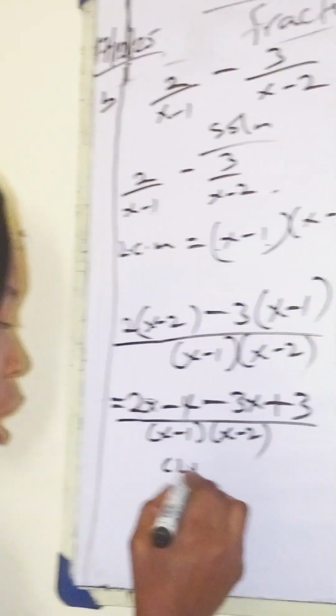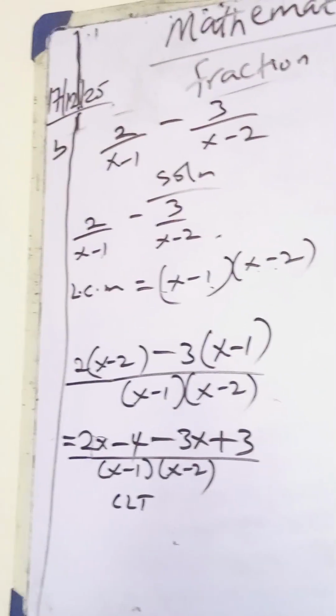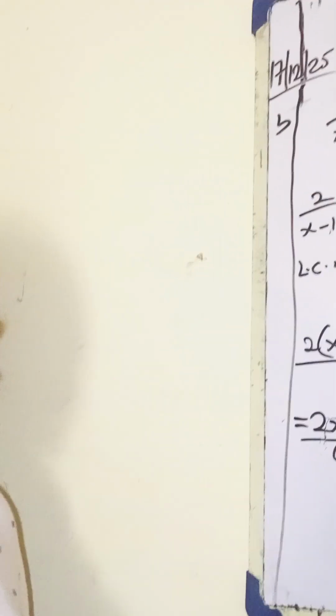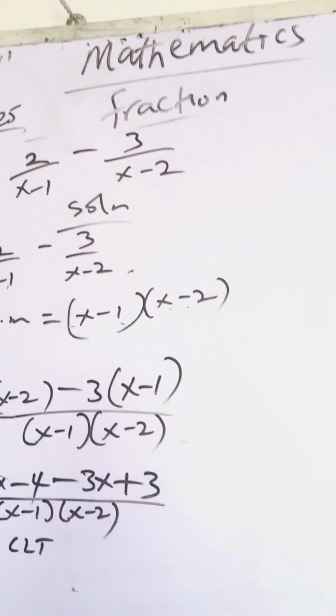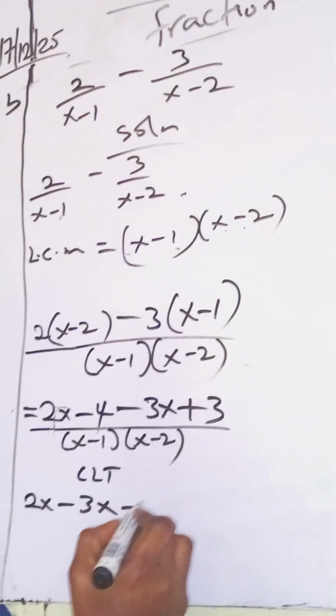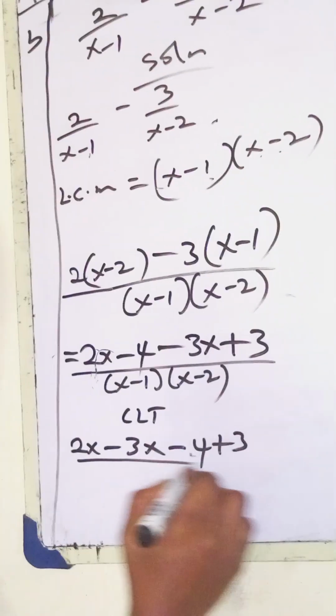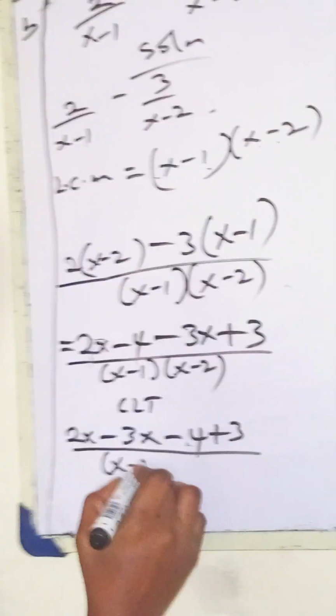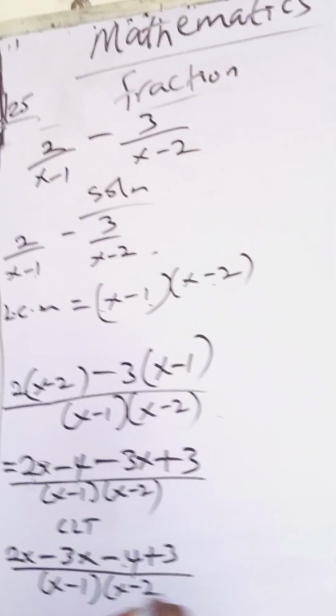So in this, the next thing we are going to do, we are going to collect like terms. Collection of like terms means we are going to bring out all the ones having the same coefficient. You can see we have the ones having x and x together, and we have the ones that are just whole numbers. So we are going to collect the like terms. So I'm going to bring down my values: 2x minus 3x minus 4 plus 3 all over the LCM x minus 1, x minus 2.